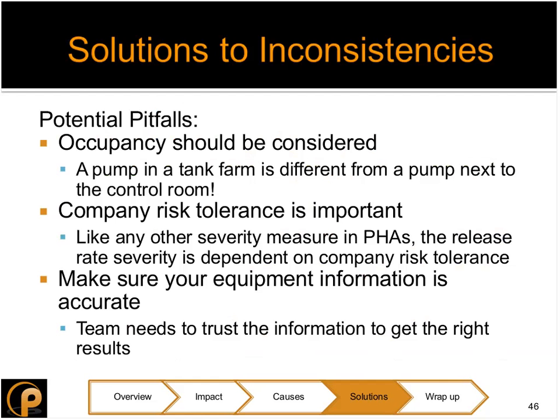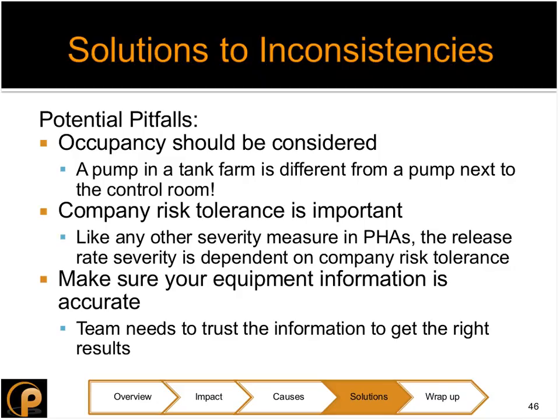Now, there are a few pitfalls to something like this. First of all, occupancy is incredibly important here. If a release happens right next to the control room, it's going to be a lot worse than if the release happens out in the tank farm. And you can address that by changing the severity or having different charts based on occupancy. Personally, I'm a fan of using the local rule here and changing the likelihood based on how likely it is that someone's going to be in the area, and modifying it there.